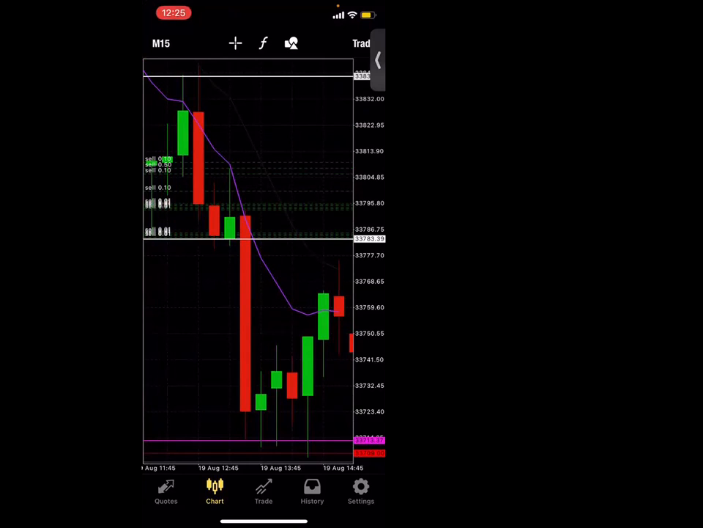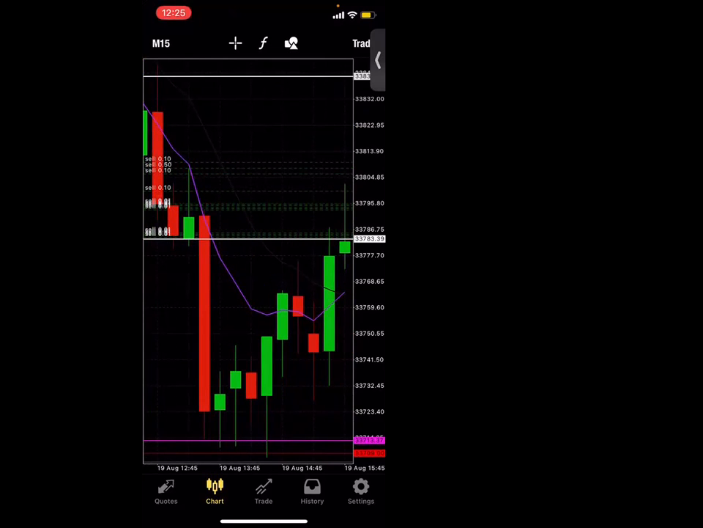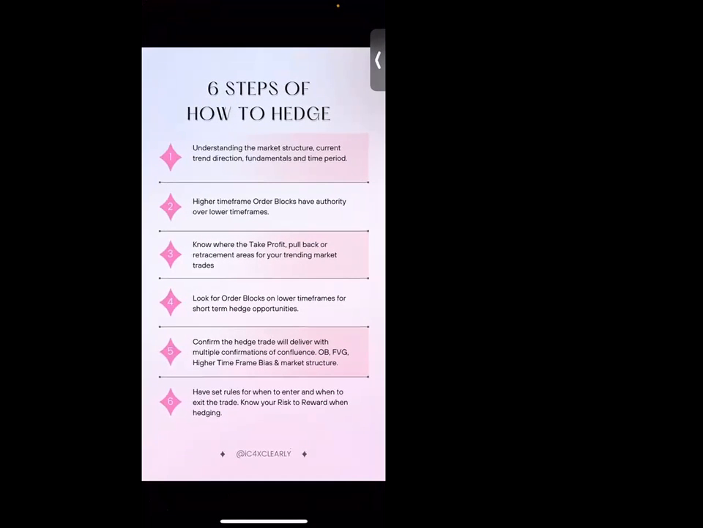But then when I saw that a bearish order block formed, I waited for price to see what it was going to do over the next half an hour to an hour with these candles at the bottom. Is it going to form a bullish order block, or is it going to continue going short for sells? So that's what I mean about knowing your take profit areas and pullback or retracement areas, because if it doesn't create those scenarios or opportunities for a hedge, don't force it. Don't force the trade. So look for order blocks on lower time frames for short-term hedge opportunities.